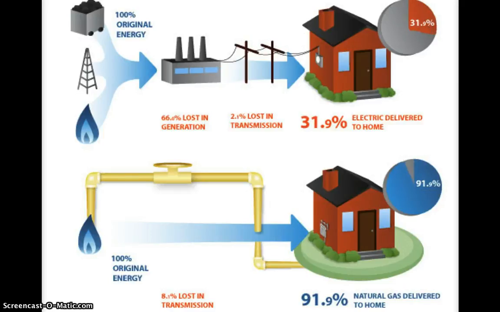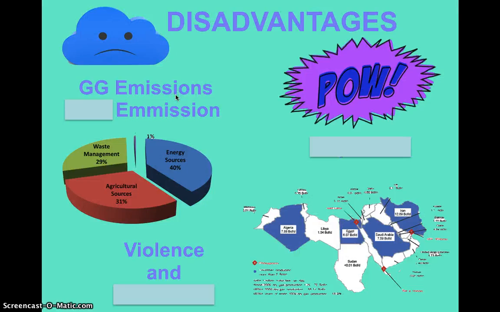Coal has to go through many energy transformations, and that would be the same for coal and natural gas being processed through a plant in order to provide electricity to a home, versus direct use, as the bottom diagram shows.